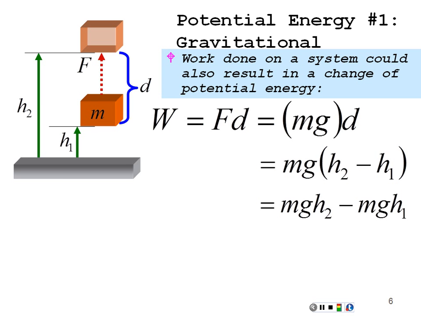I'm going to define mg times your height as your gravitational potential energy. So this is your final potential energy, U2, which we're designating potential energy as U, minus your initial potential energy, U1, or your change in gravitational potential energy. So the work is going to cause a change in gravitational potential energy, giving you more potential energy than you had, so now you have the potential to do that work back.